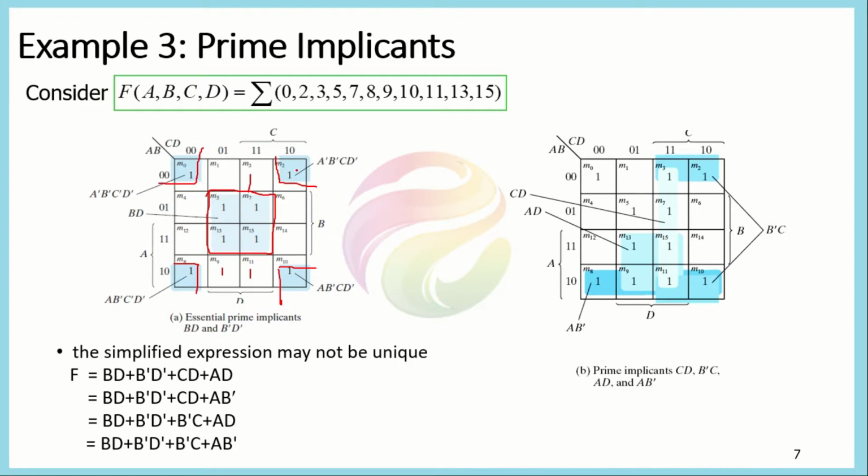So these also will form a group of 4 adjacent cells, and you can see that between this one and this one there is not a single term in common. So these two are known as the essential prime implicants. When we minimize the expression, the result for this group and this group will always remain the same. In all the minimized terms, we will have the terms BD and B complement D complement. But there are other prime implicants too that are present in this map.